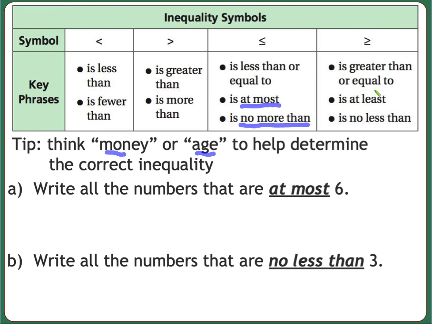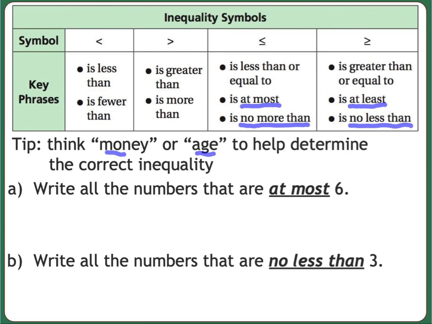And then we kind of have the flip side for greater than or equal to. We have at least and no less than. So here we have least and less, yet we're looking at greater than. So at least, again, if my age is at least 20 years old, that means I'm 20 years or older. And if my age is no less than 40 years old, that means I'm 40 years old or older. So you can think of this no more than as not more than, and this no less than as not less than, and that might help you out.